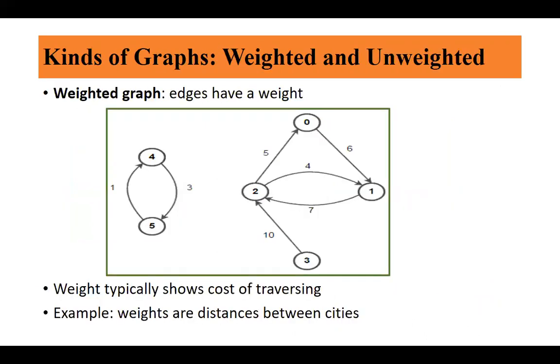There are also kinds of graphs: weighted graphs and unweighted graphs. In weighted graphs, the edges have weights associated with them, right? Maybe, like if you are traveling between cities, it shows you the distance in kilometers. If you are traveling from city A to B, then the distance from A to B is 6 kilometers, right? So the weights are nothing but, you can just think of them as, the distance between the cities.